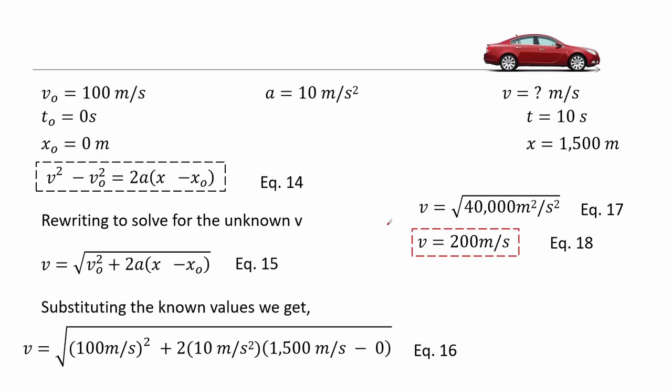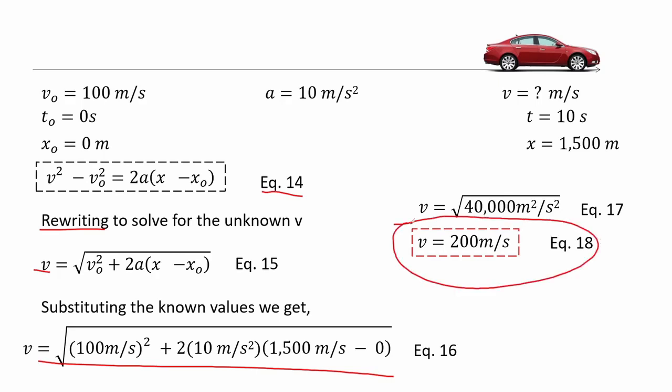Now using the last equation shown in equation 14, we rewrite it to get equation 15, and substituting the known values we have equation 16. After calculation we see that the velocity after 10 seconds is 200 meters per second as shown in equation 18. This confirms again the value we obtained earlier for the final velocity.